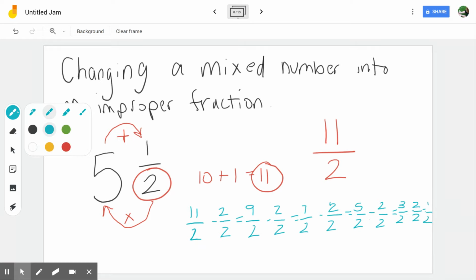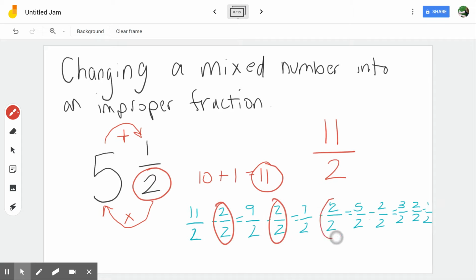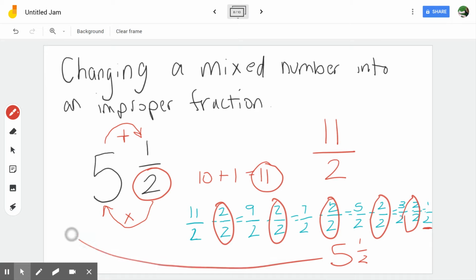Now, again, I'm going to count all of the wholes that I had. I had 1, 2, 3, 4, 5. I had 5 wholes, and what was left over was 1/2. That's the exact same thing that we started with right there. Okay? So when you're changing a mixed number into an improper fraction, there are 2 steps. Multiply and then add. Don't forget to put the original denominator.